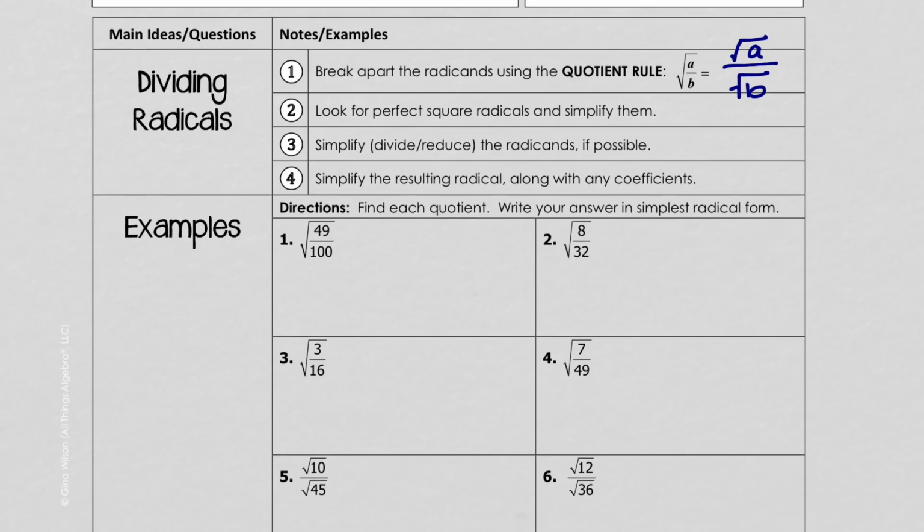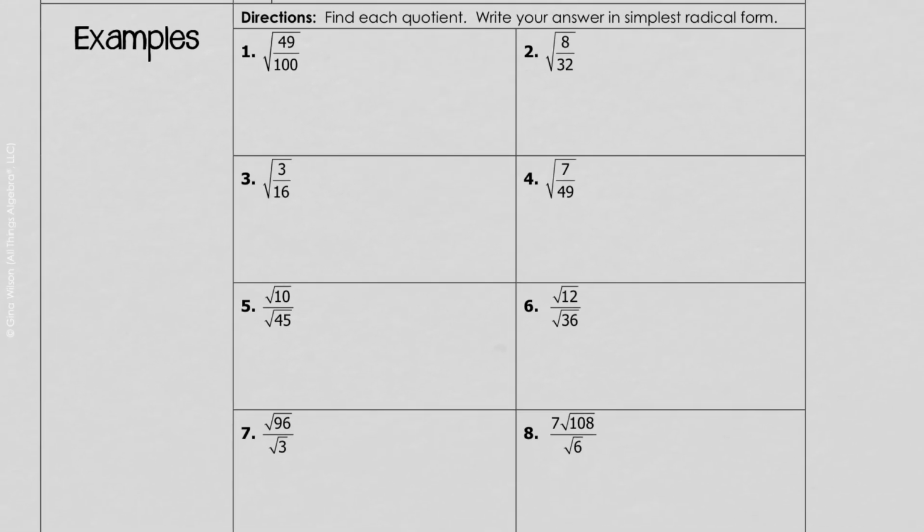So let's just come down here and I'll give you an example. I'm actually going to save number 1 for you because it's a little easier than some of these others. So let's start with number 2. If I separate this out, I end up with the square root of 8 over the square root of 32. Okay, so what we're going to do is simplify each of those radicals.